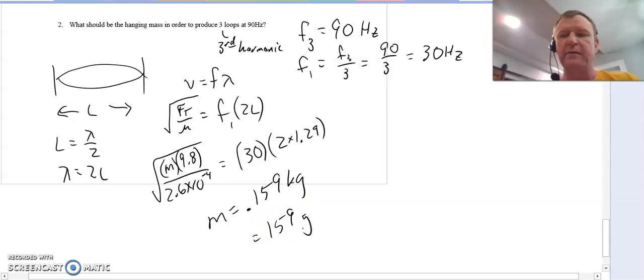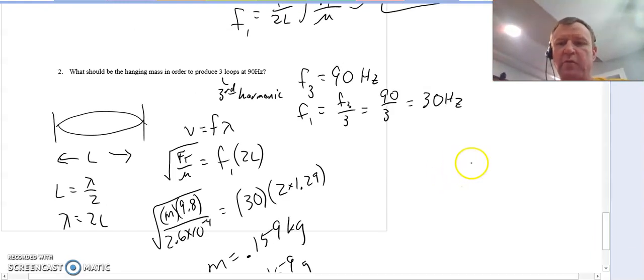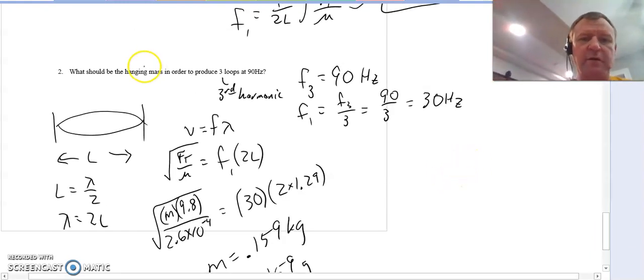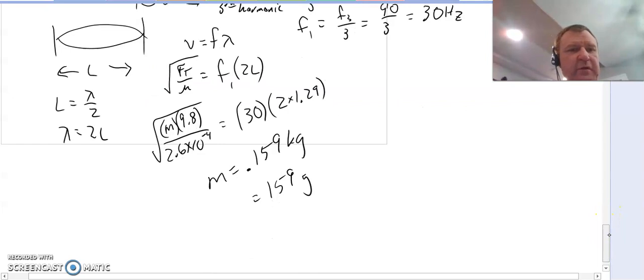So again, in class, I would put 159 grams on there, punch in 90 hertz, and we should see, I'll just do this real quick up here, 90 hertz, we should see, this is the worst I've ever, oh, that's not bad. I've done better. But at 90 hertz, the third harmonic, we should see that pattern then. And that's really it.